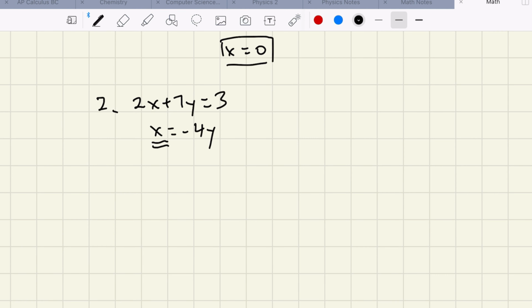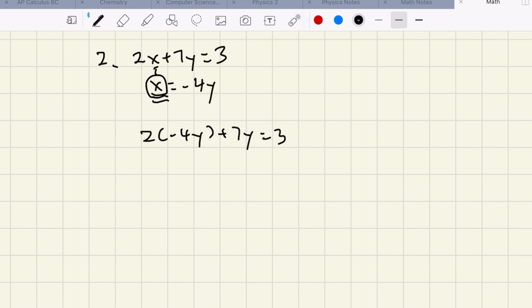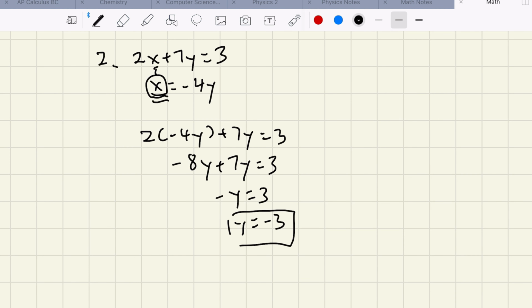x equals negative 4y. So this time we plug x into the other equation. We get 2 times negative 4y plus 7y equals 3. And don't forget the parentheses, because the negative signs could mess you up. Multiply this out, you get negative 8y plus 7y equals 3, so negative y equals 3, and y equals negative 3. Now plug y equals negative 3 into the easier equation, and you get x equals negative 4 times negative 3, and x equals 12.